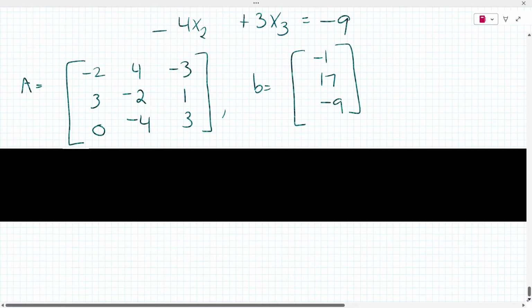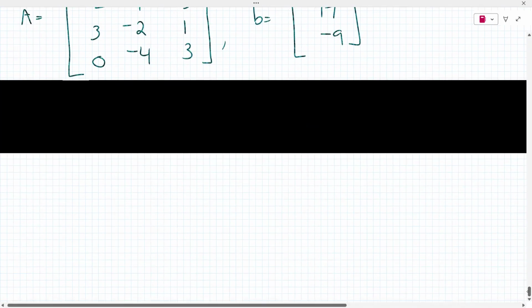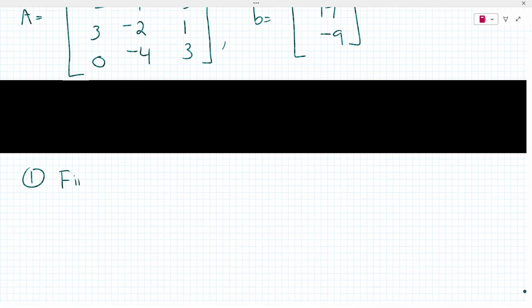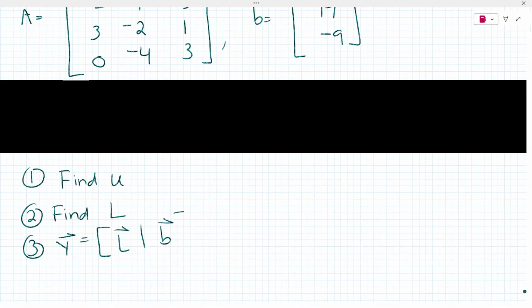Okay. Step 1, find U. Step 2, find L. Step 3, find vector Y by taking matrix L augmented with vector B. Step 4, vector X is found by taking matrix U augmented with vector Y.